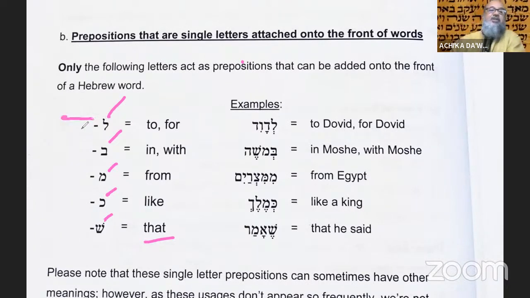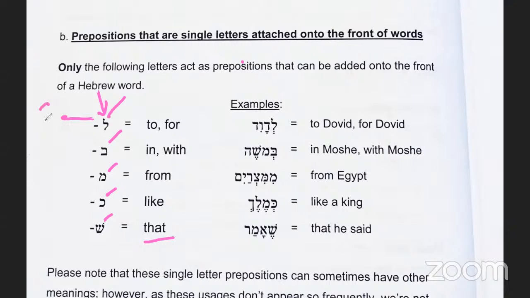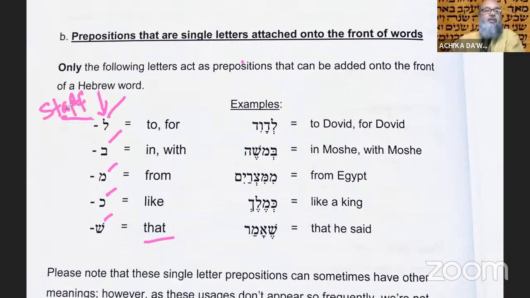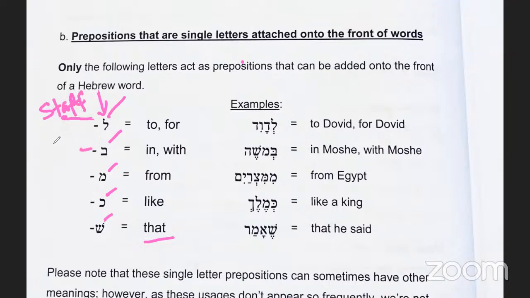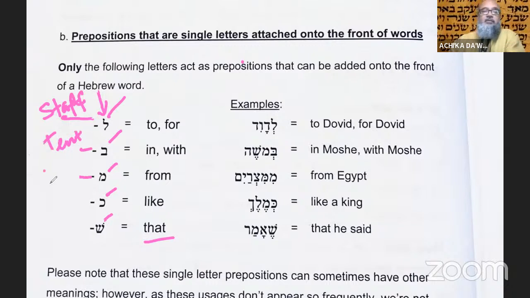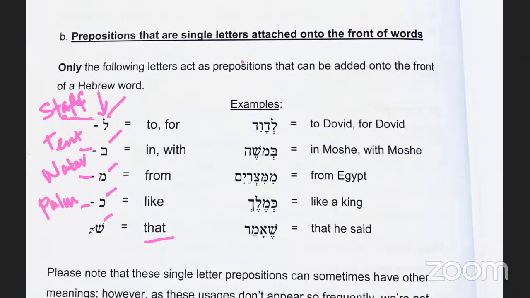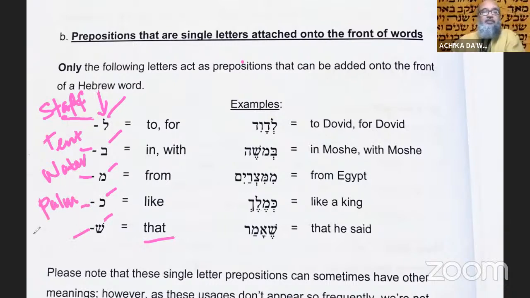It'd be easy for you to remember this if you know what this letter actually means. So what does a letter mean from an agricultural standpoint? What's a lamed? It's the staff. What's a bet? It's a tent. What's the mem? Water. What's the kaf? The open palm, yep, the palm. There you go. And what's the shin? Two teeth. Teeth.